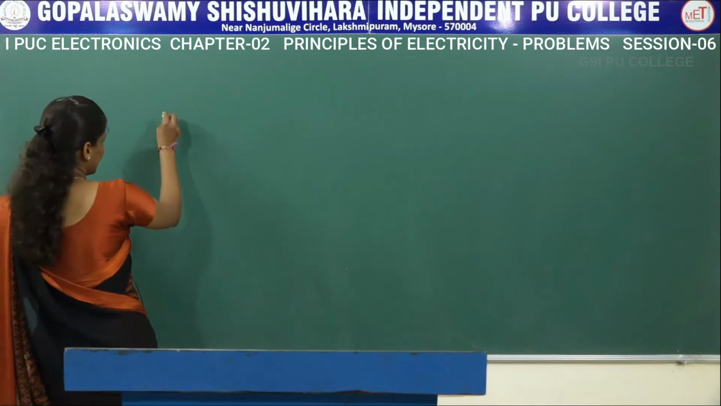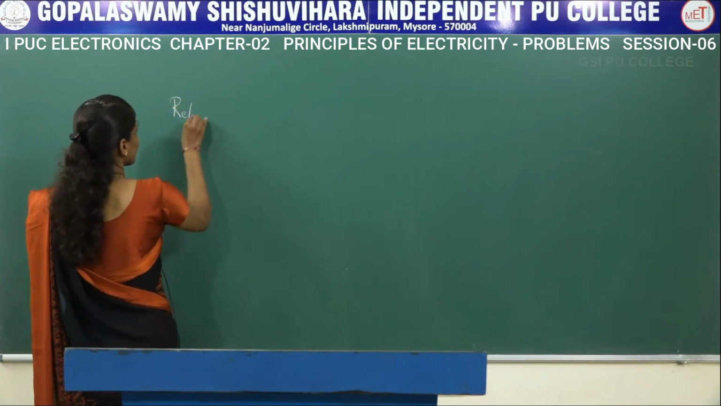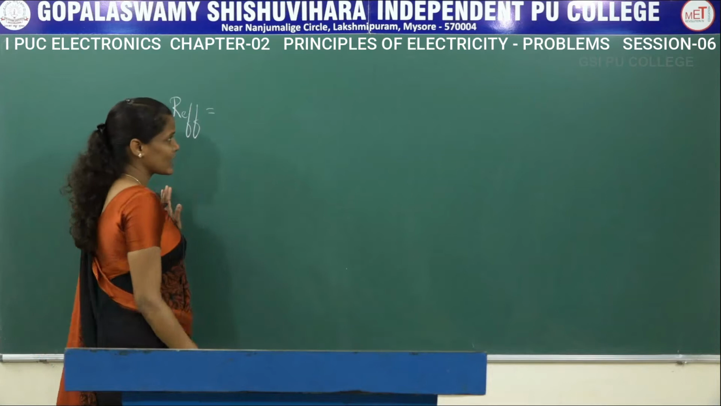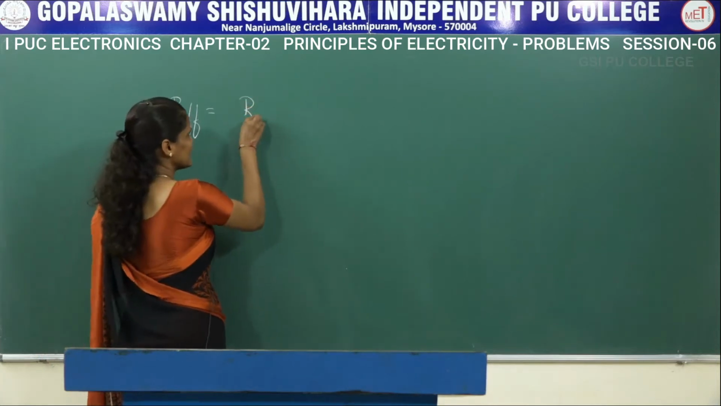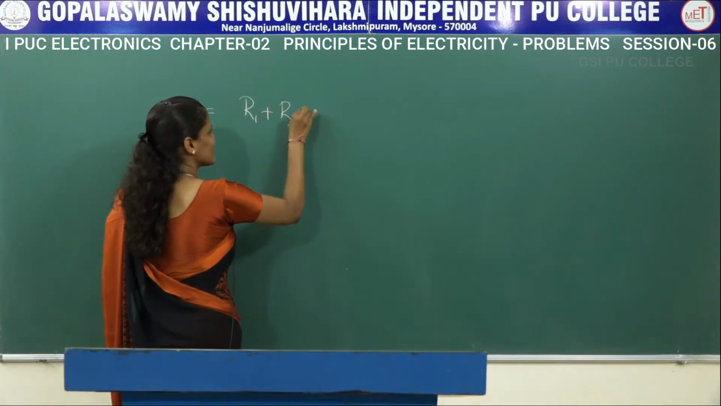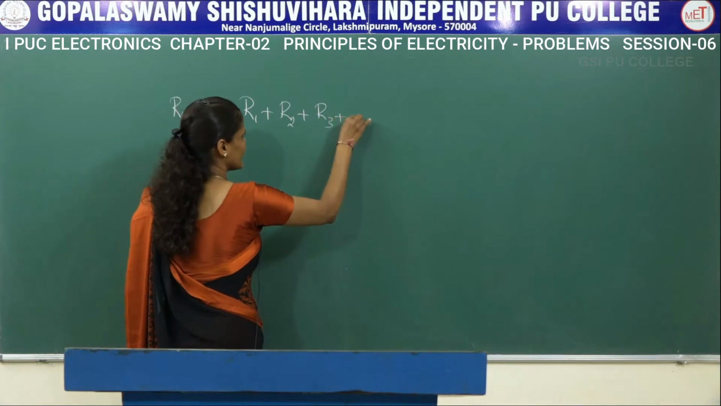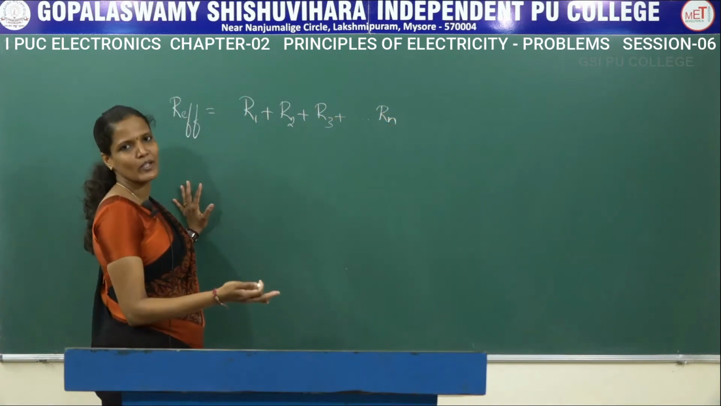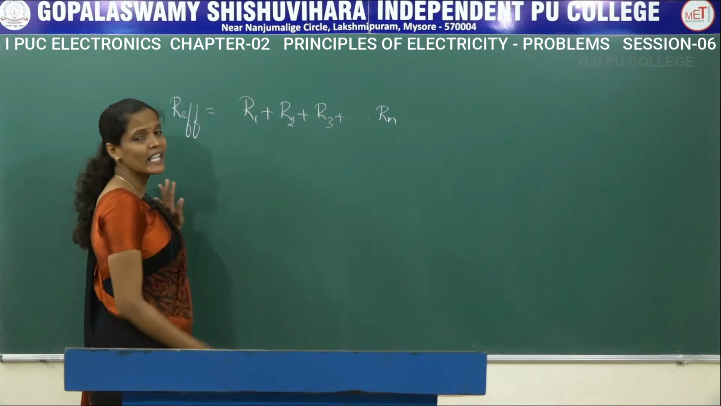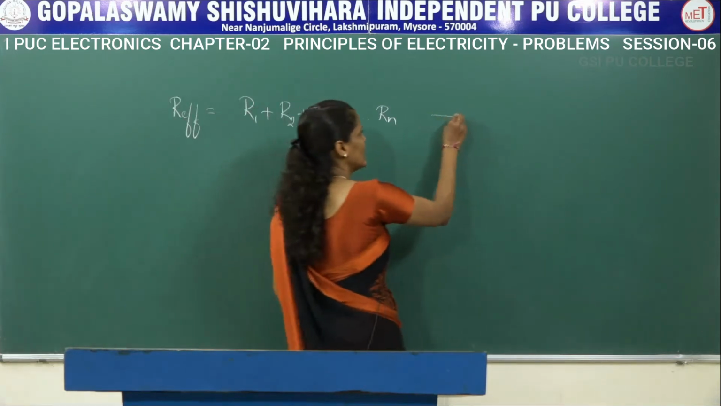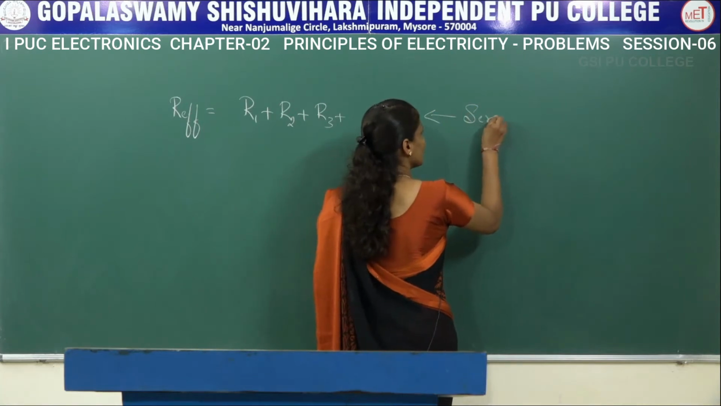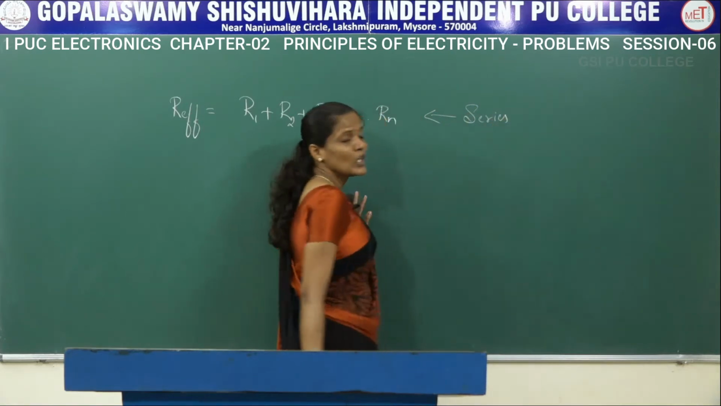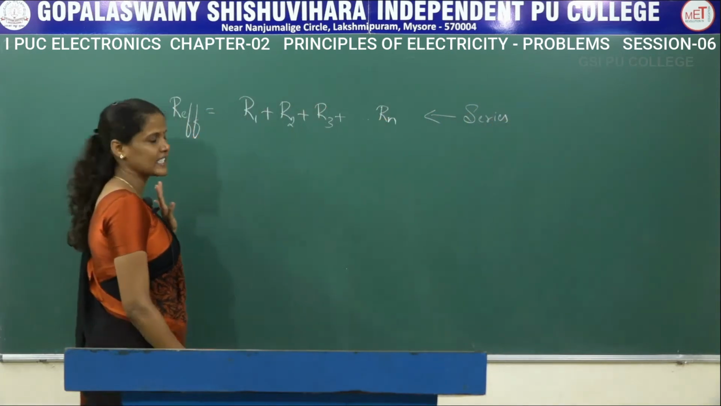Series anta helidaga, the effective resistance of the resistors which are connected in series, all the individual resistors will be added together. If there are n number of resistors, then all the n number of resistance values will be added. So this is the formula in order to find out the effective resistance of the resistors when the resistors are connected in series.